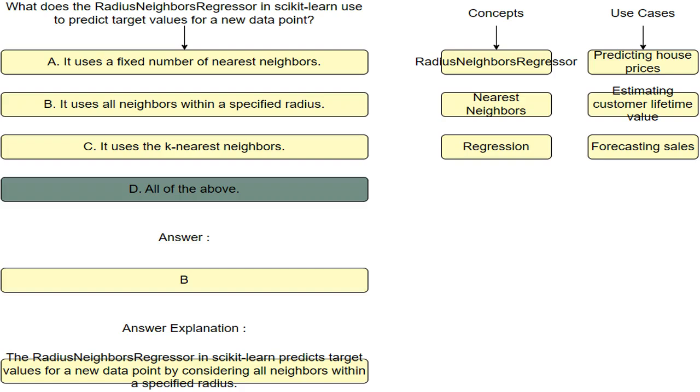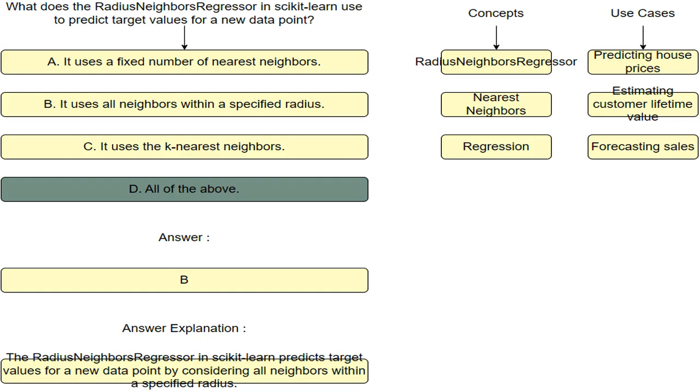Incorrect. This describes the k-neighbors regressor, not the radius neighbors regressor. The k-neighbors regressor uses a fixed number of nearest neighbors, k, to predict the target value for a new data point. For example, if k is set to 5, it will consider the 5 nearest neighbors to make a prediction. K-neighbors regressor.